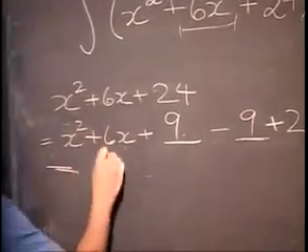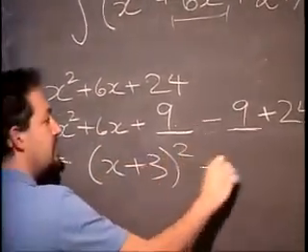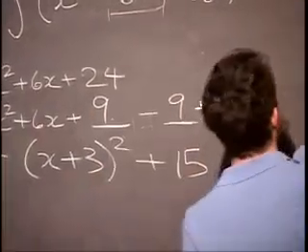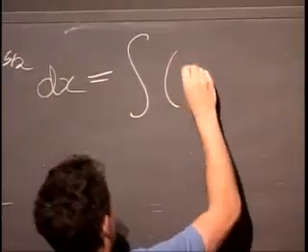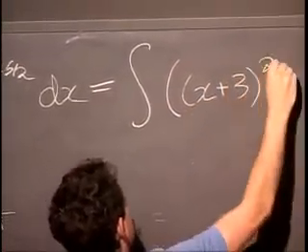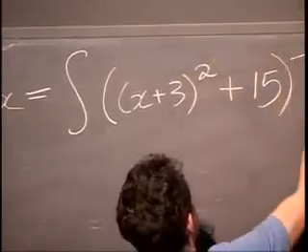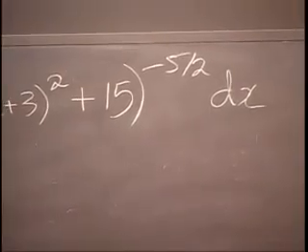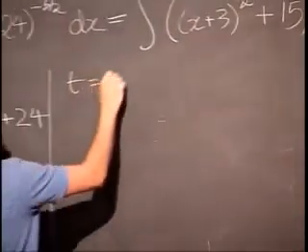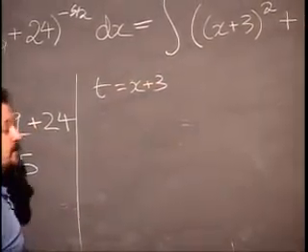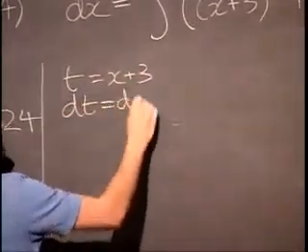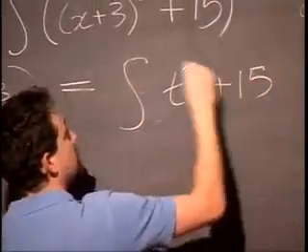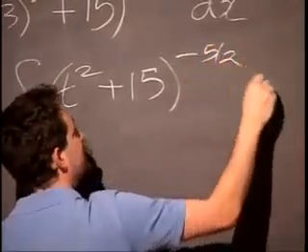And then this becomes x plus 3 all squared, and 24 minus 9 is 15. So actually, we should come back to our original integral and write it as the integral of x plus 3 all squared plus 15, all to the minus 5 halves. Now, substitute t equals x plus 3. dt is just dx, and this works out to be the integral of t squared plus 15 to the minus 5 halves dt.